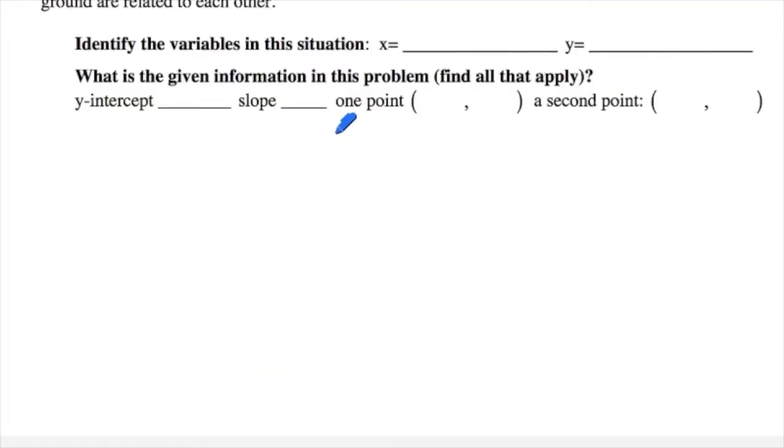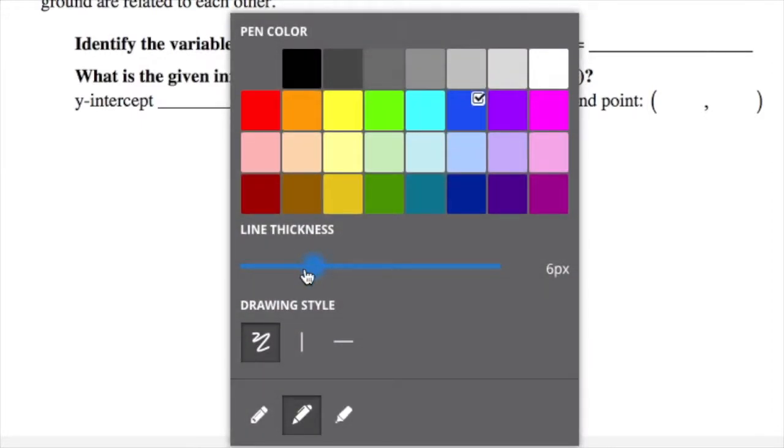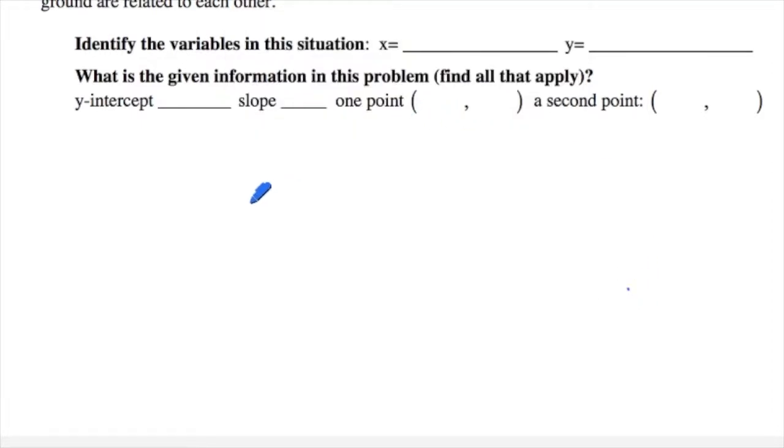So let's take a look at our first problem here. Way too thick of a pen. So we have an airplane. It's 30,000 feet above the ground. It begins descending at a rate of 2,000 feet per minute. So we have some information here. Assuming the plane continues at the same rate of descent, the plane's height and minutes above the ground are related to each other.